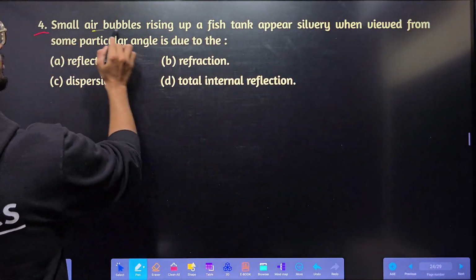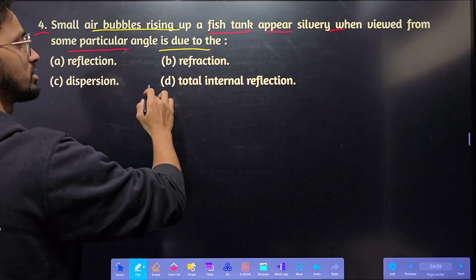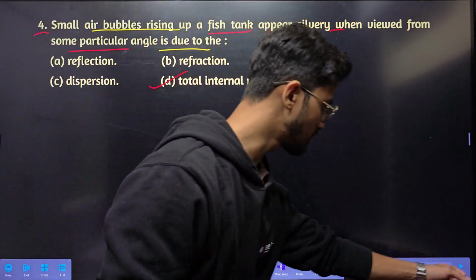Next, small air bubbles rising up in a fish tank appear silvery when viewed from some particular angle. This is due to TIR, right? Silvery because of TIR.